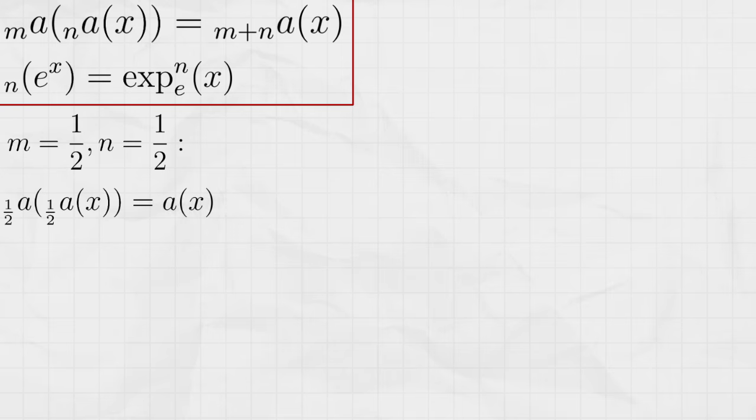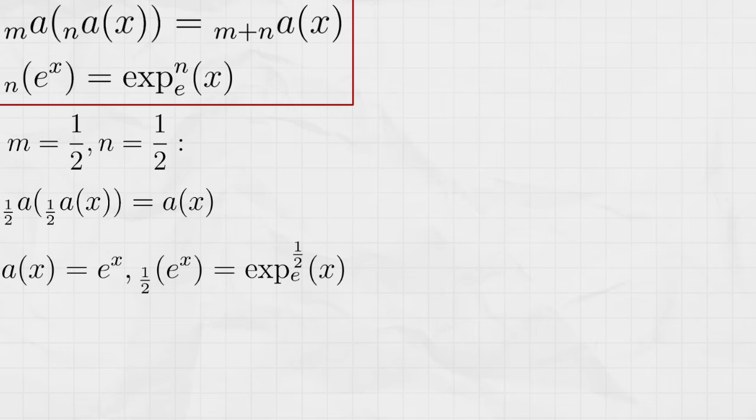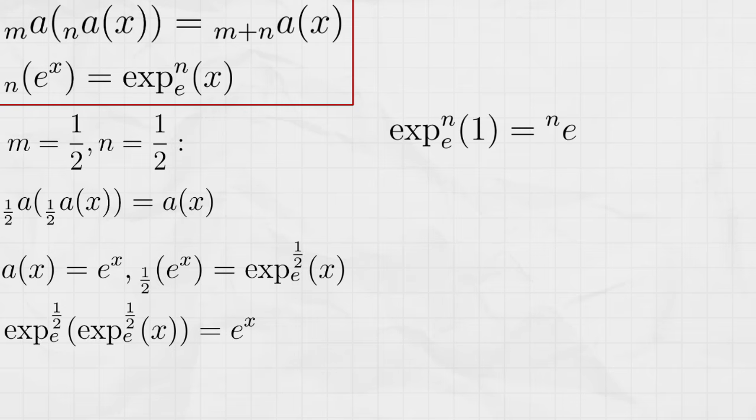Now, let's set a of x equal to e to the x. From our second equation, we know that sub 1/2 e to the x equals x base e to the 1/2 of x. So we can replace sub 1/2 a of x with sub 1/2 e to the x, and then replace that with x base e to the 1/2 of x. Now we have x base e to the 1/2 of x base e to the 1/2 of x equals e to the x. We're so close. Now, recall that when we set x to 1 in the iterated exponential, we get back a tetration. So if we can find a function for x base e to the 1/2 of x, we can set x equal to 1, and the output will be precisely the 1/2 tetration of e.